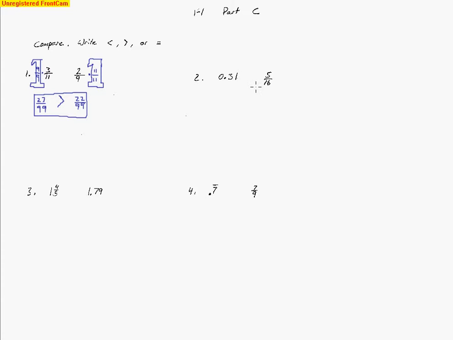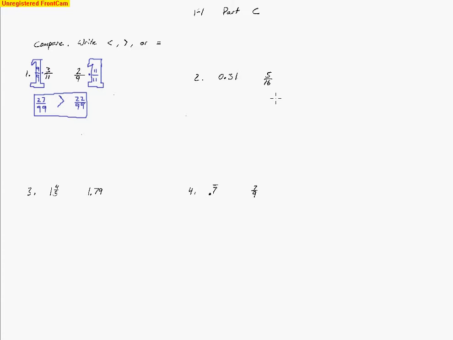Well, looking at the next problem, here we've got a decimal and a fraction. So I need to change either the decimal to a fraction or I need to change the fraction to a decimal. Now, it'll be easier to change the fraction to a decimal because if I did it the other way, I'd have to reduce the fraction as well. And then come up with a common denominator.